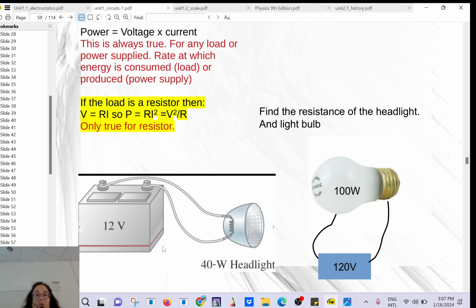Okay, so let's do a problem here. So power, remember, is always voltage drop times current. So this is also true for a power supply. However, if the load is a resistor, then you can replace voltage by Ri, and you have these equations here for the power.